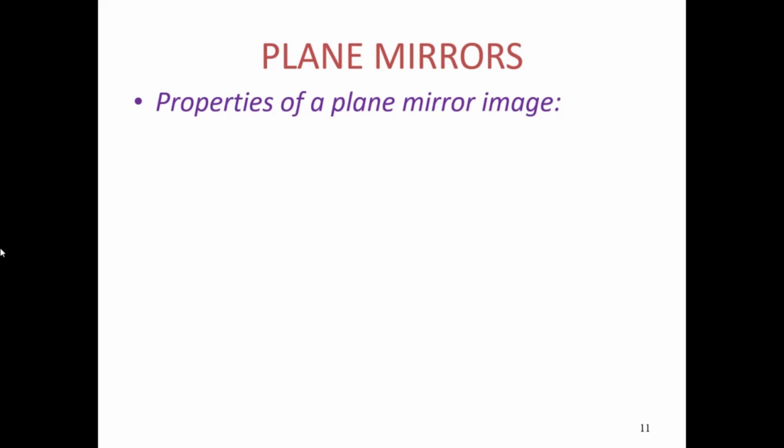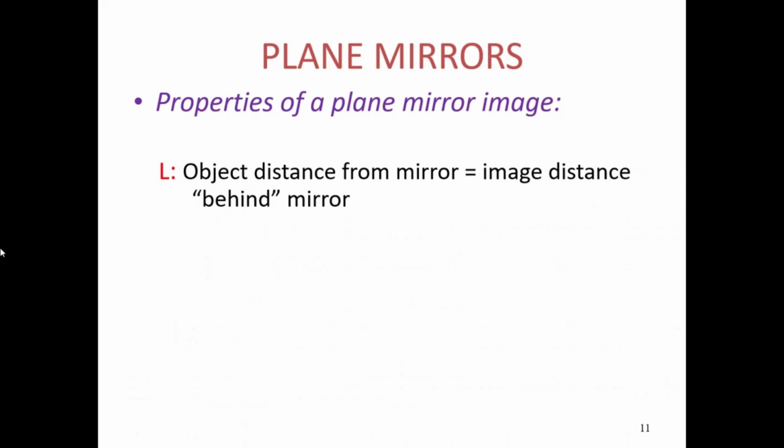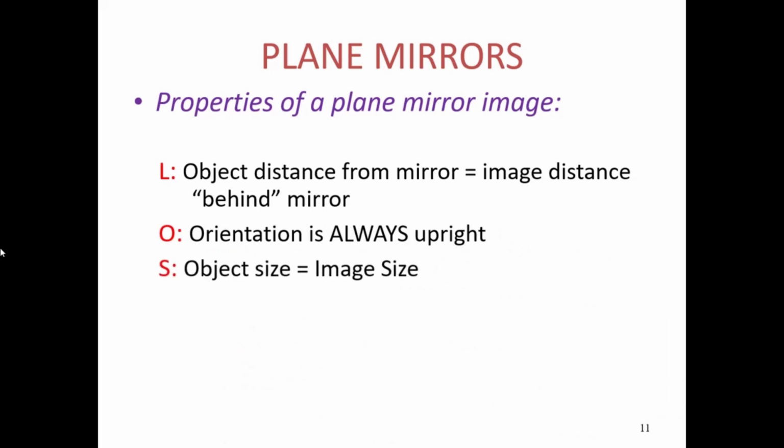So to wrap it up and summarize, for plane mirrors specifically, the properties would be: the object distance is equal to the image distance that appears behind the mirror. The orientation is upright. The size is the same. There is no difference between the object and the image size. And the type, it's always a virtual image. It always looks like it's on the back side of the mirror.